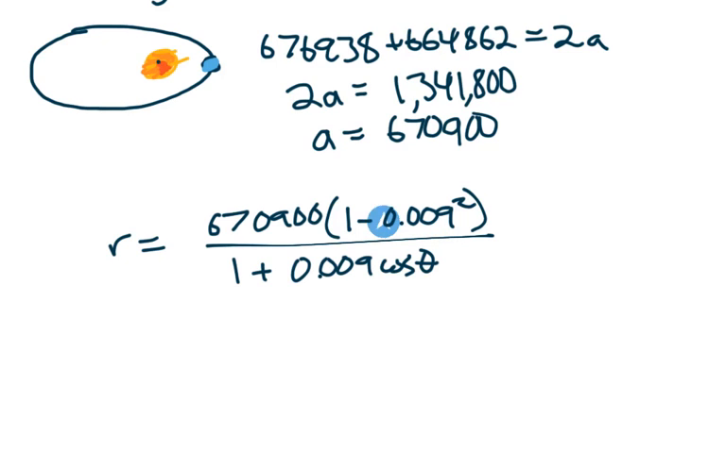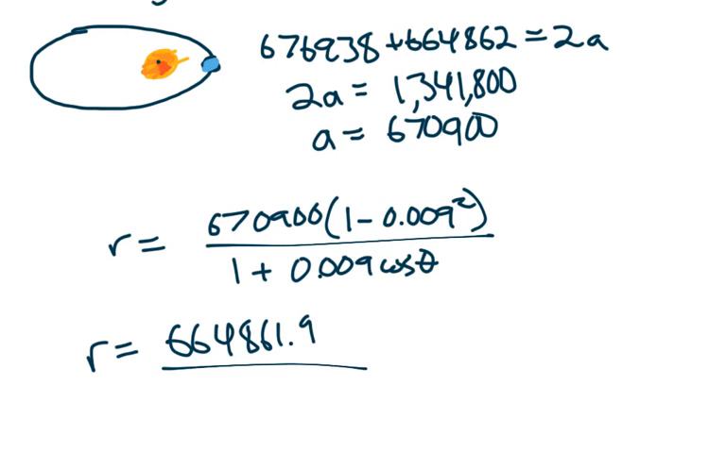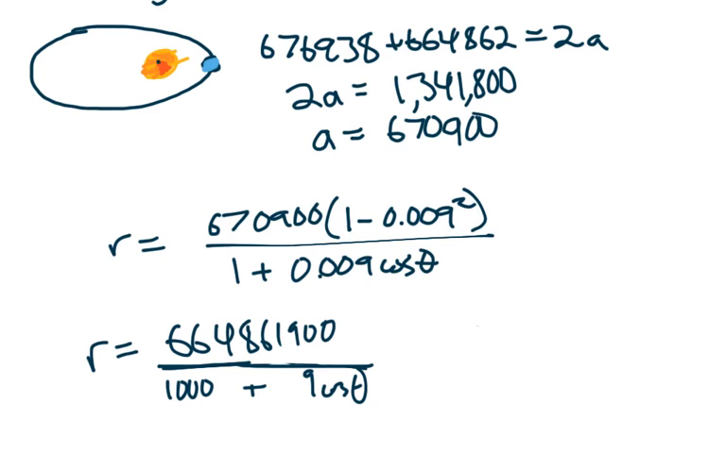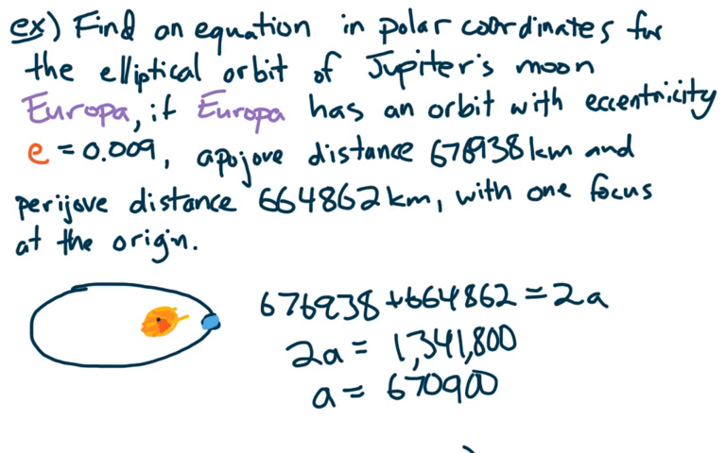Square e, subtract it from 1, and then multiply. And when we check our work, we should get 664,861.9 over 1 plus 0.009 cosine theta. We can actually write this without decimals if we multiply the top and the bottom by 1,000. That's the maximum number of decimal places. And it looks like this, which is slightly better. You look at our question and we find out that that was all we were asked for, was this equation.